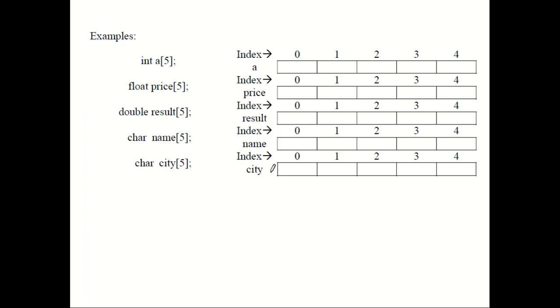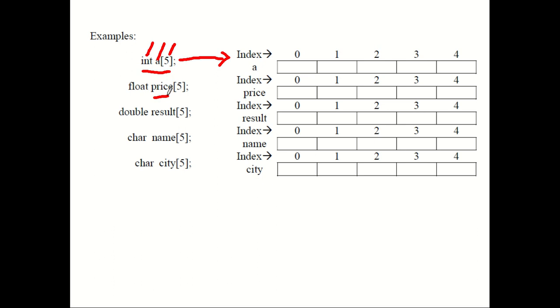So let us consider a few examples. Here, int a[5] has been declared. Here a is an array of type integer, and 5 is the maximum size of the array. Whenever this declaration is encountered during program execution, 5 consecutive memory locations will be allocated, and we can store the values in these memory locations.